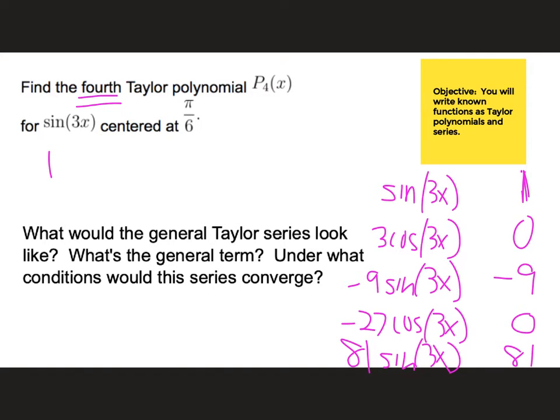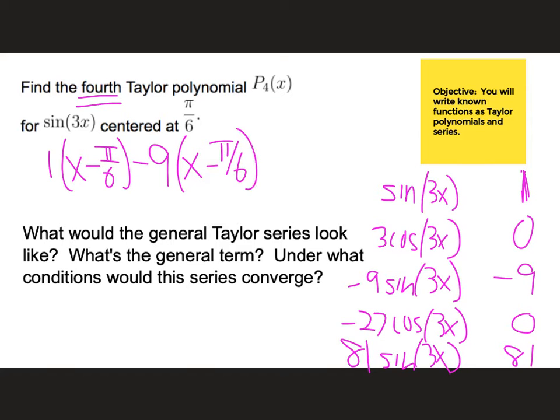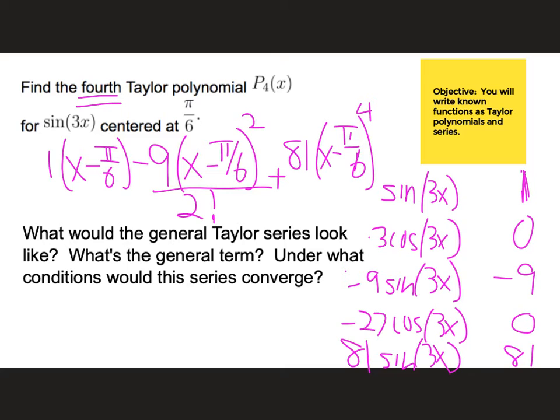I need to multiply by x minus pi over 6 because of my center. And then minus the 9, x minus pi over 6. So that's the second derivative over 2 factorial. And then 81, x minus pi over 6, I almost wrote 4, to the fourth over 4 factorial. So that would be my fourth degree Taylor polynomial.